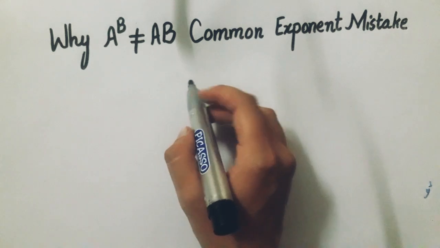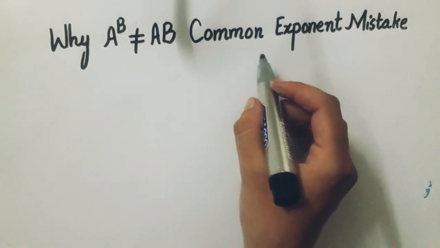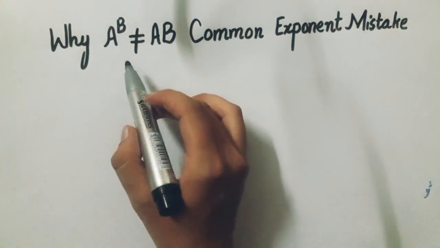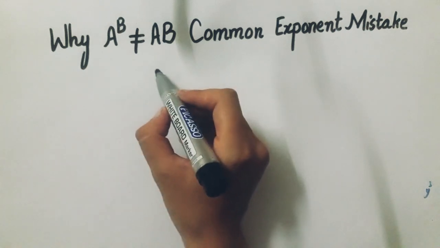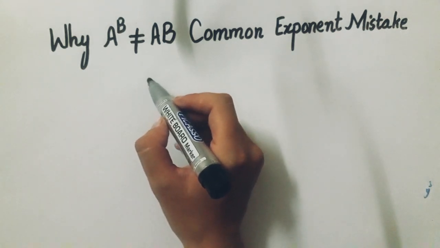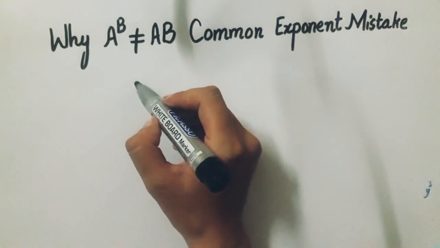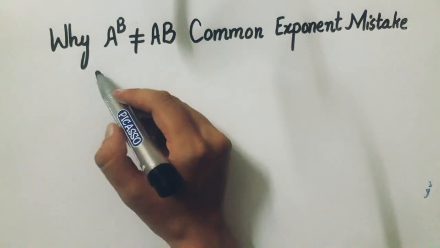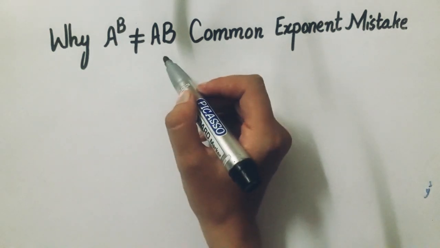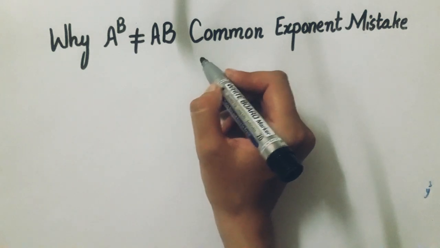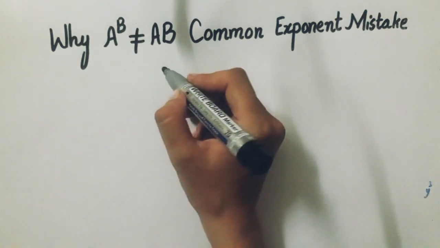Today we are tackling one of the most common mistakes in algebra and calculus, that is a raised to power b equals a multiply b. Many students confuse powers with multiplication, but they are not the same. In this lesson, we will carefully test the equation, that is a raised to power b equals ab, and see why it usually fails, and also discover the special cases where it actually works. So let's get started.